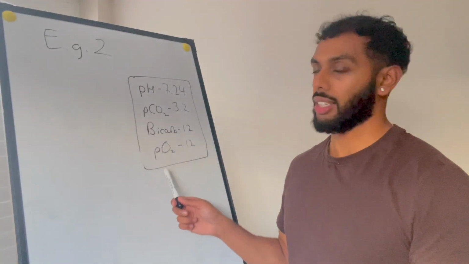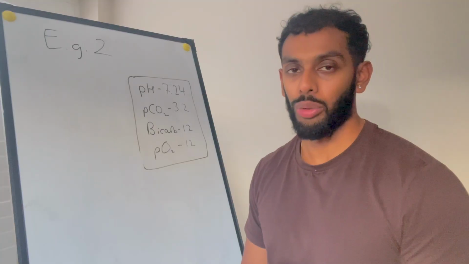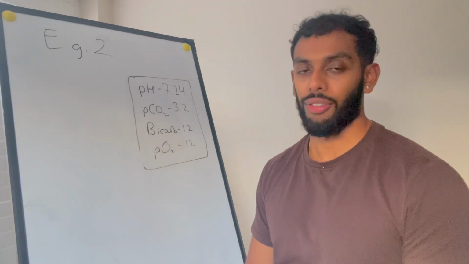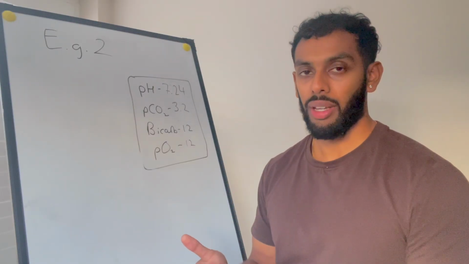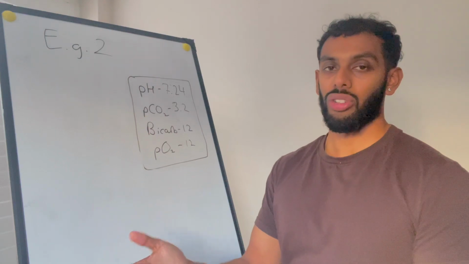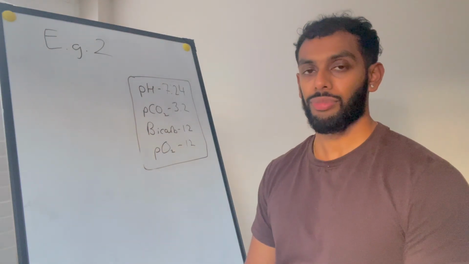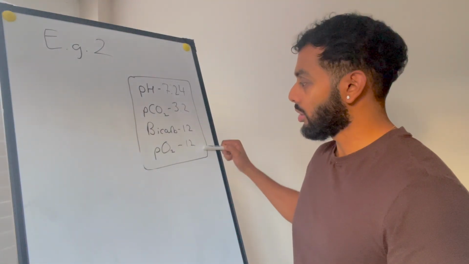Let's talk through the second example. The second example is a 24-year-old patient who is a known type 1 diabetic. They've come in with nausea, vomiting, abdominal pain, and on examination, they look dehydrated with Kussmaul breathing. You do an ABG on this patient, and these are the results.